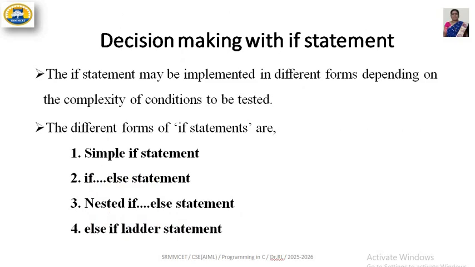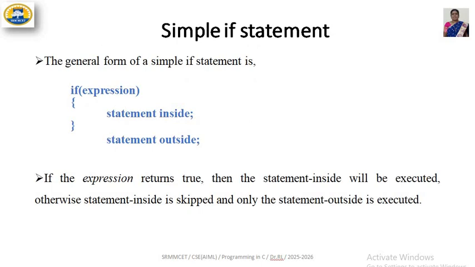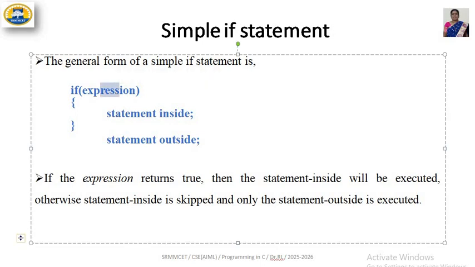First of all, decision making with the if statement. The if statement may be implemented in different forms depending on the complexity of the conditions to be tested. The different forms of if statements are the simple if statement, the if-else statement, the nested if-else statement, and the else if ladder. The general form of the simple if statement is: if (expression), that is an if condition, with statements inside braces and statements outside. If the expression returns a true value, then the statement inside will be executed. Otherwise, the statement inside is skipped and only the statement outside is executed.